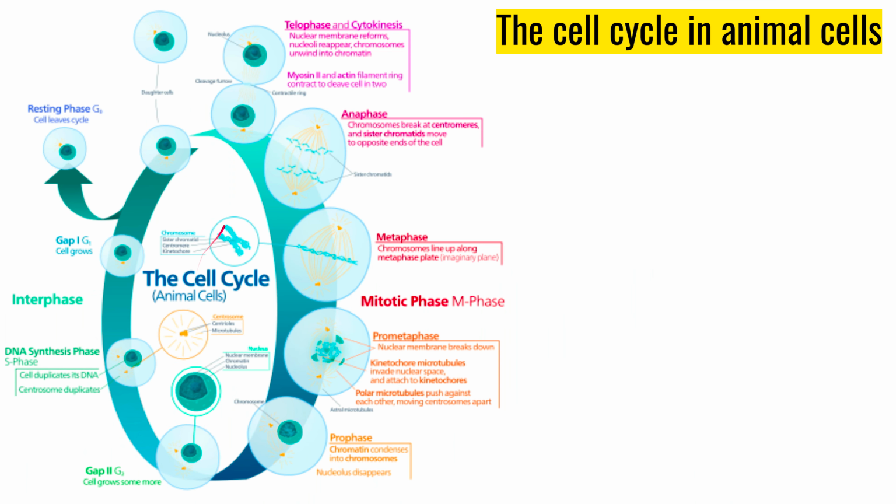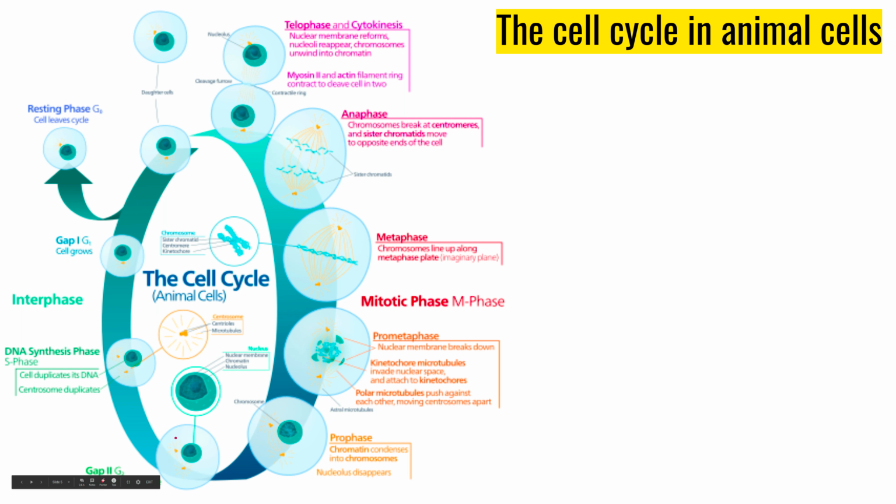Okay, so here we have the cell cycle in animal cells. First, in interphase, at gap 1, G1, the cell grows. If it goes into the resting phase, G0, it leaves the cycle. In the DNA synthesis phase, or S phase, it duplicates its DNA and the centrosome duplicates.